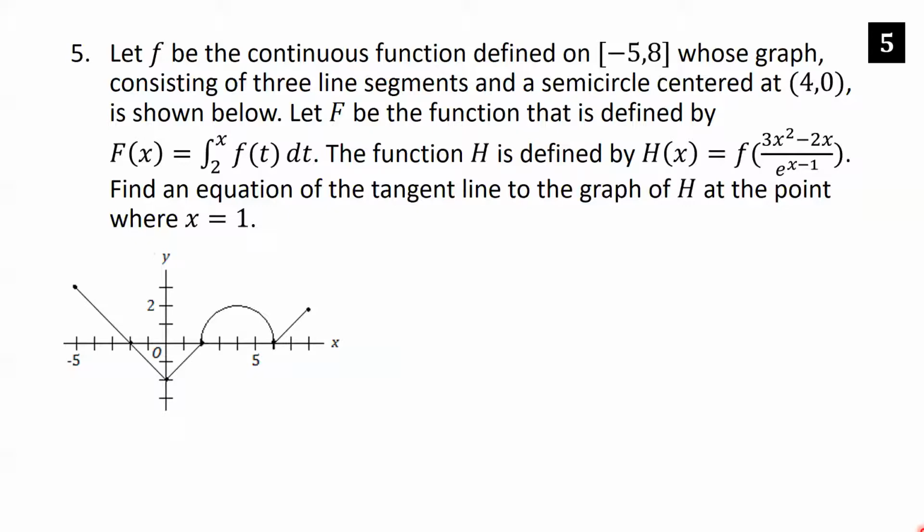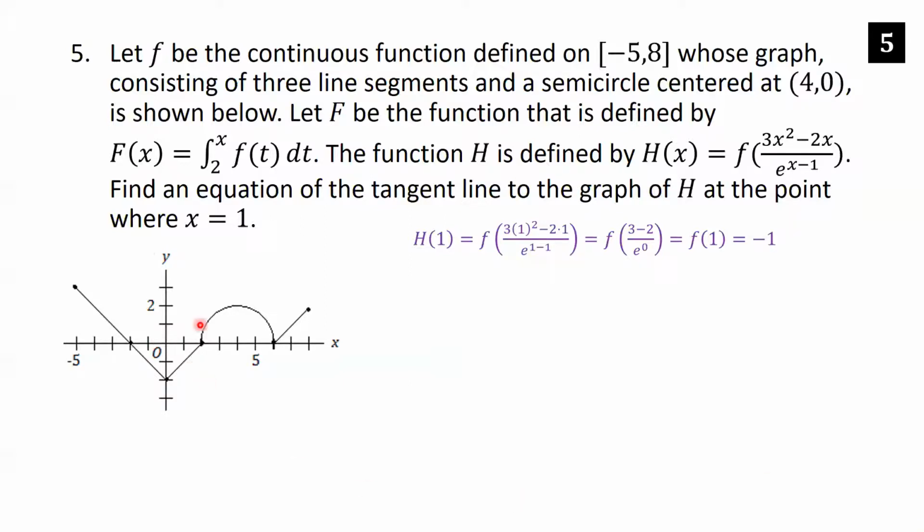Find an equation of the tangent line to the graph of h at the point where x equals 1. Okay. So, well, first of all, h of 1 we get by plugging in a 1 for x. So that's f of (3 times 1 squared minus 2 times 1) over e to the 1 minus 1. So we get 3 minus 2 over e to the 0. So 3 minus 2 is 1, e to the 0 is 1. So that's just f of 1, which is -1.